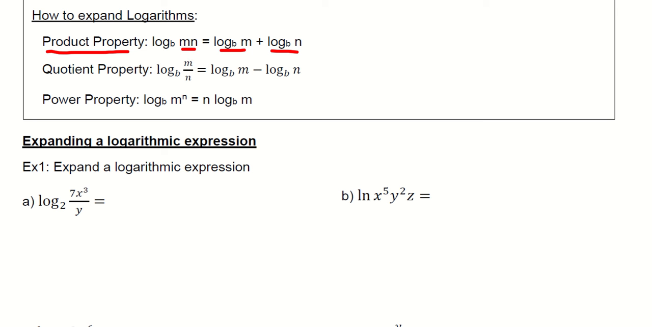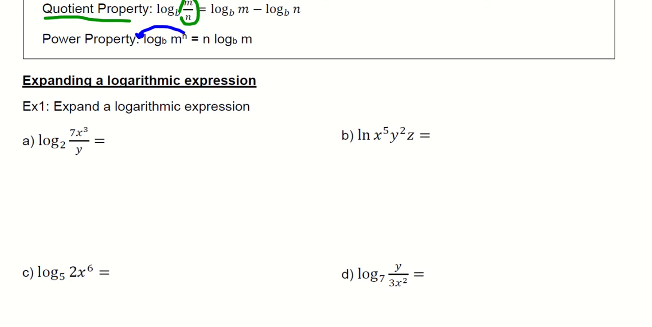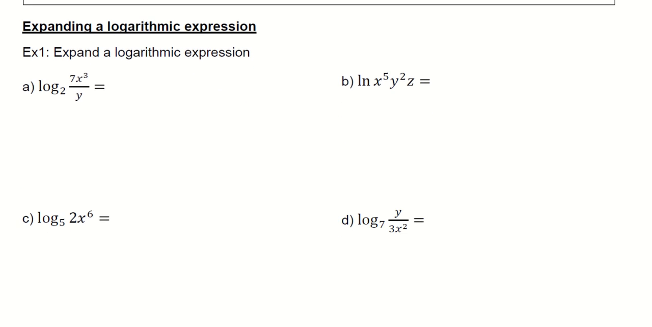And then we talked about the quotient property. And so that was where division became subtraction. So division inside the log becomes subtraction outside the log. And then we also talked about if you have a power, that you can just throw that power out front. So I'm just going to do a couple examples, kind of make sure you understand.